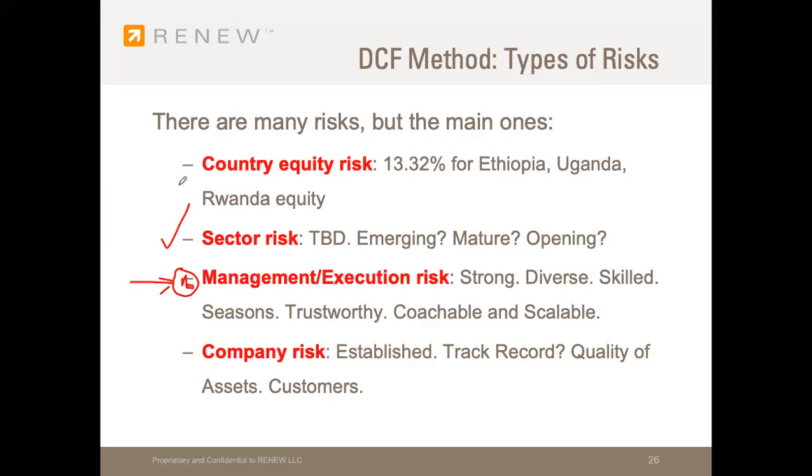Country, okay, sure, there's a civil war in Ethiopia. Yeah, this stuff happens. Sector risk, okay, yeah. At the company level, we can invest and fix that. But management is usually going to be the first deal breaker.